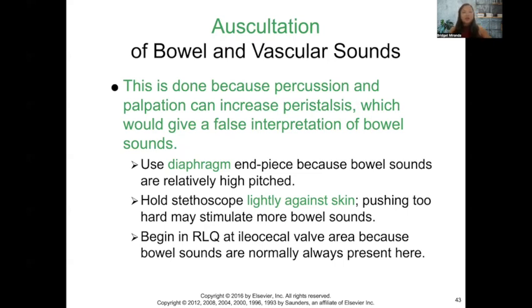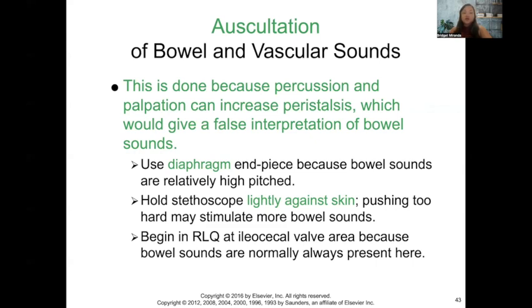So there is a point where after you're inspecting, you're going to go right to auscultation. And you're auscultating for two things. The first one is bowel sounds, and the other one is vascular sounds. Bowel sounds will always be auscultated with your diaphragm, and vascular sounds are auscultated with your bell. This is done because you don't want to percuss and palpate first because it's going to increase peristalsis. And this is going to give you a false interpretation of what you're hearing. So you always start with auscultation.